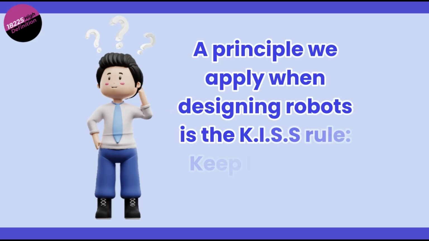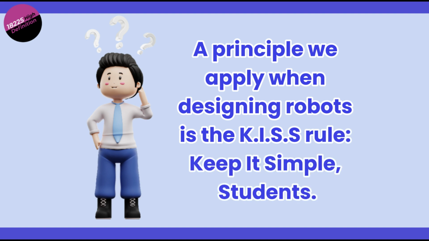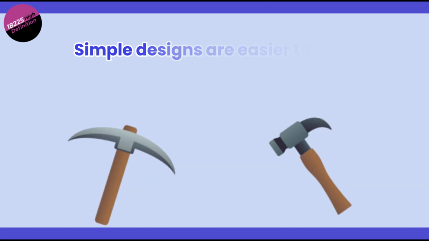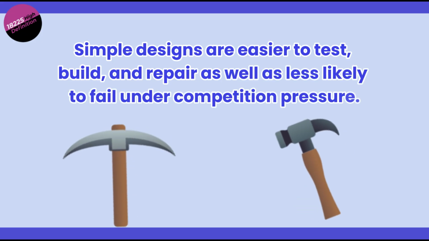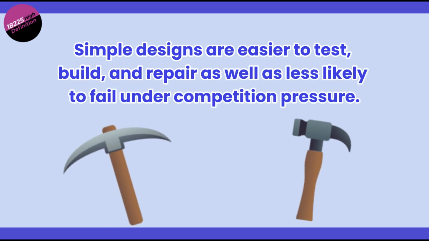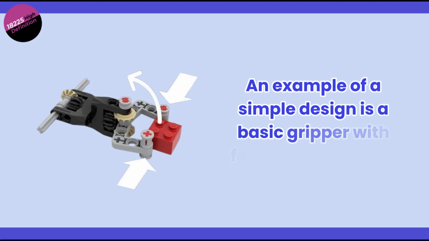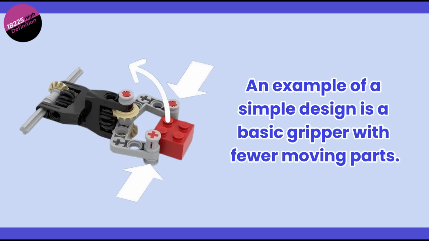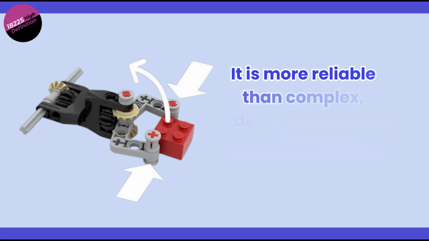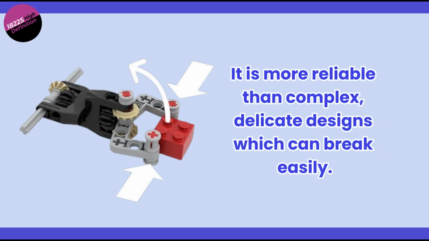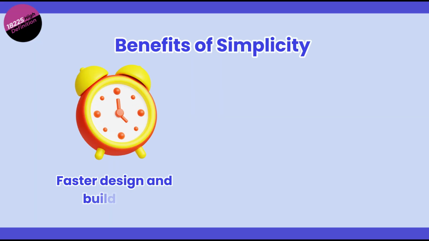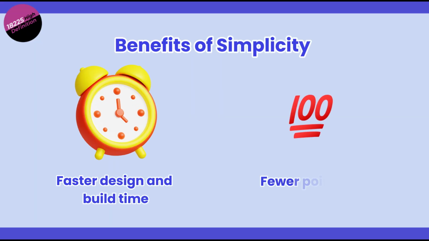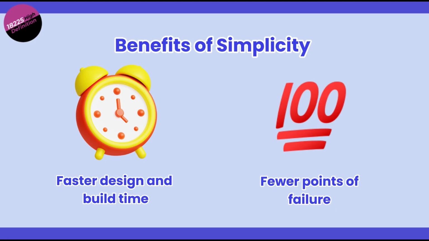Next, let's talk about simplicity when you're working on your robot design. A principle we apply is the KISS rule, which means keep it simple, students. Simple designs are easier to build, test, and repair, and they are way less likely to fail under competition pressure. An example of this is a basic gripper with fewer moving parts, and this is often more reliable than a complex, delicate mechanism. Benefits of simplicity include faster design and build time and fewer points of failure.